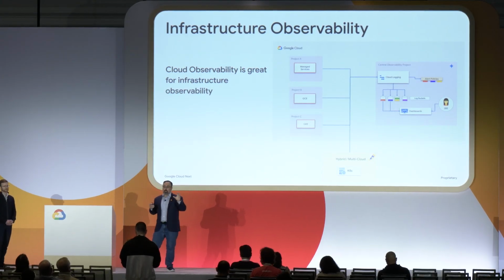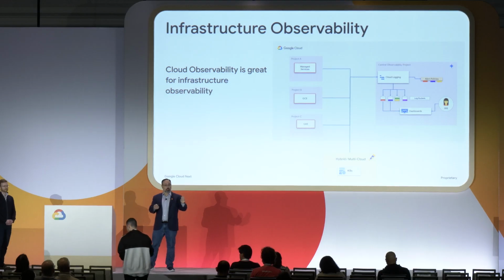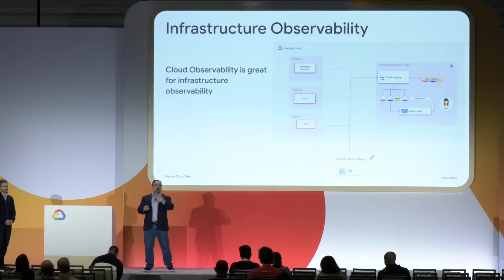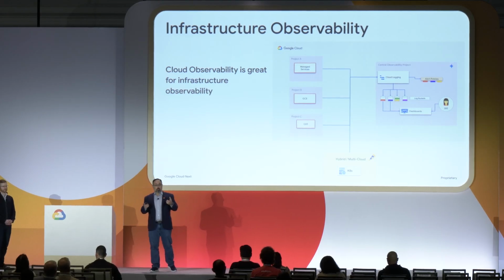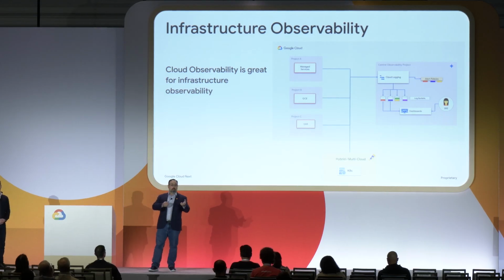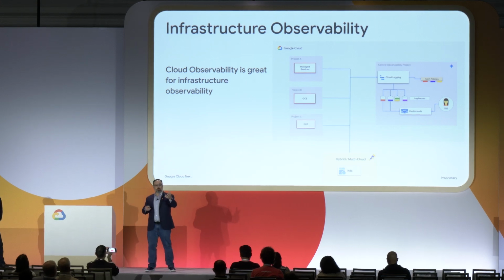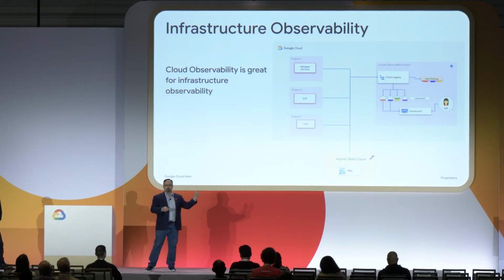Not only can you send the logs from all of your Google Cloud projects, but you can even send logs from outside of Google Cloud. Because Cloud Logging is OpenTelemetry compatible, as long as you're using the OpenTelemetry collector, you can send your logs into your central observability project. So you may have a data center with all your logs, and you may be using other cloud providers. It doesn't matter where they are. As long as you can use OpenTelemetry, we can receive those logs, and you can centralize them in one location.